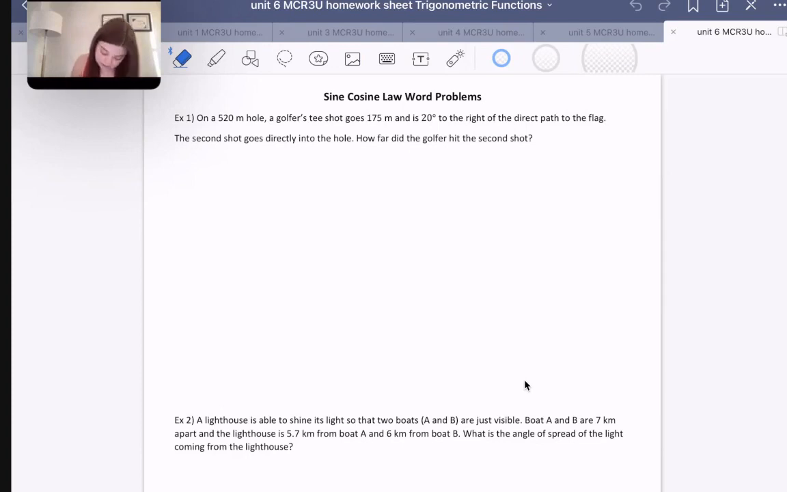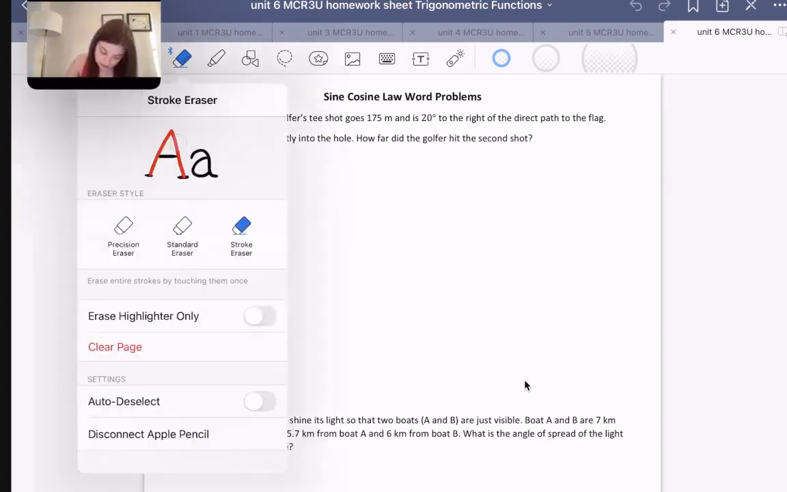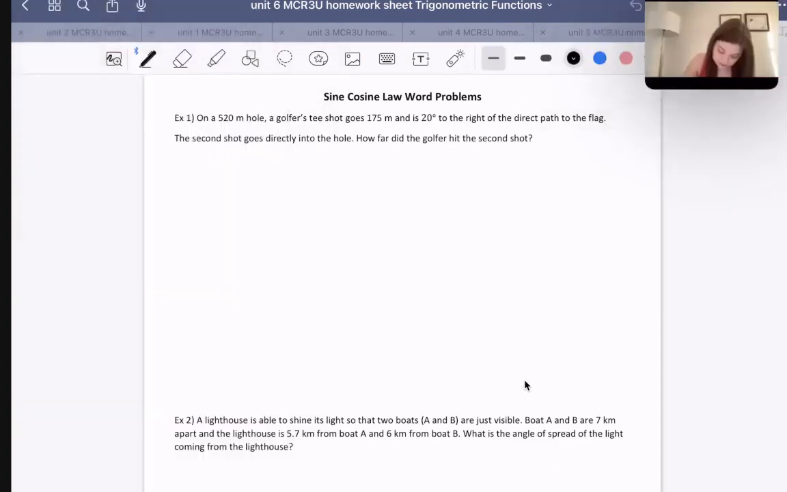of this flag. So in golf, right, we're trying to hit a little ball into a golf hole. So let's say that this is our little flag. We're trying to hit it into the hole with the flag, right? And so this is the direct path. The direct path is 520 meters, it says. And it says that we're shooting it to the right of the path, which actually would be the other side, but I'll just draw it to the left of the path. It doesn't actually make a difference to us. 20 degrees right here.